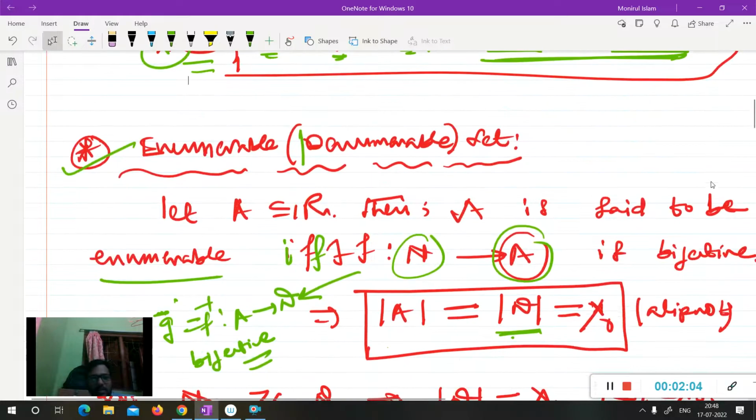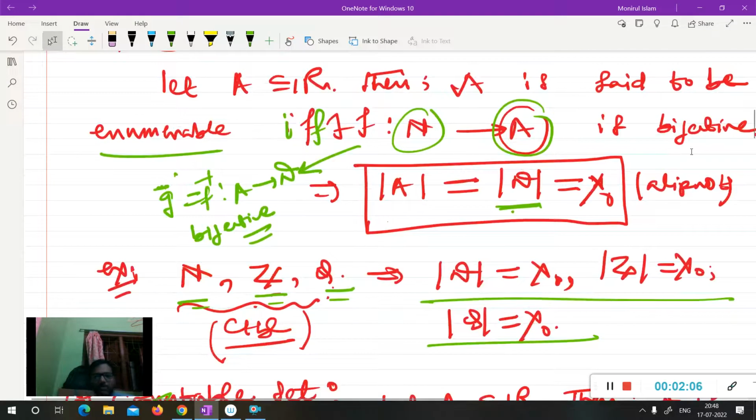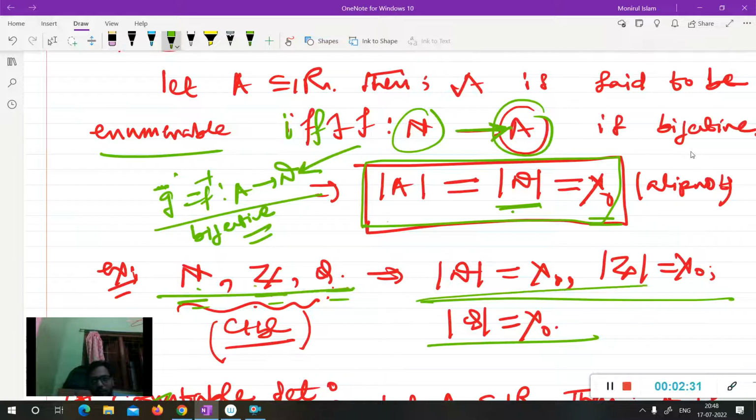Now enumerable set. A set A is enumerable if there is a mapping from N to this set that is bijective. If bijective, the cardinality of A will be the cardinality of N, and the cardinality of N is aleph naught, so the cardinality of A will be aleph naught. And one more thing: if f from N to A is bijective, then the inverse mapping f inverse from A to N is also bijective. Now Z and Q are examples of enumerable sets; both have cardinality aleph naught.